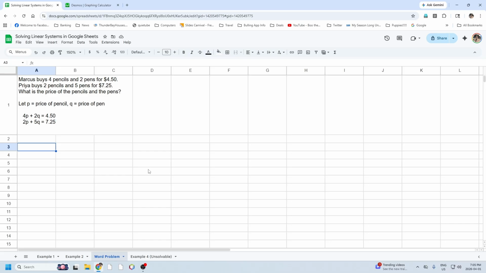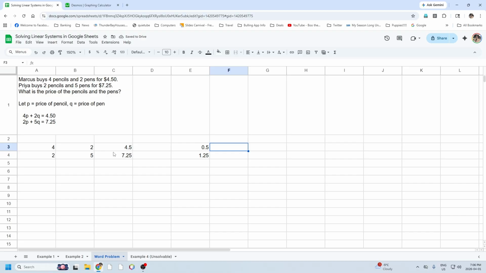To solve this, I'm going to do the exact same thing, but it's got P's and Q's instead. So 4, 2, 4.5. And then I've got 2, 5, and 7.25. Let's go ahead and solve this real quick. So equals MMULT, and then it's MINVERSE. Then we're going to highlight our box of 4 right here. Close the bracket. Comma. Highlight these ones right here. Close the bracket. Enter. And that's the answer right here.